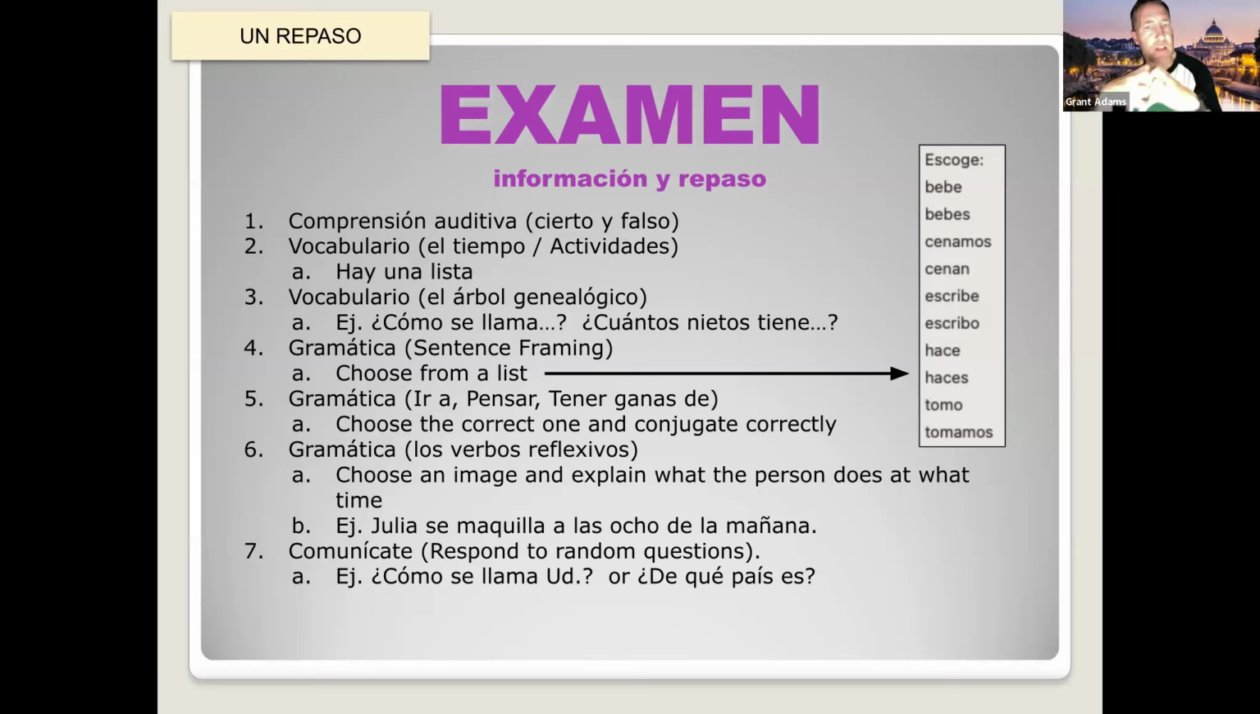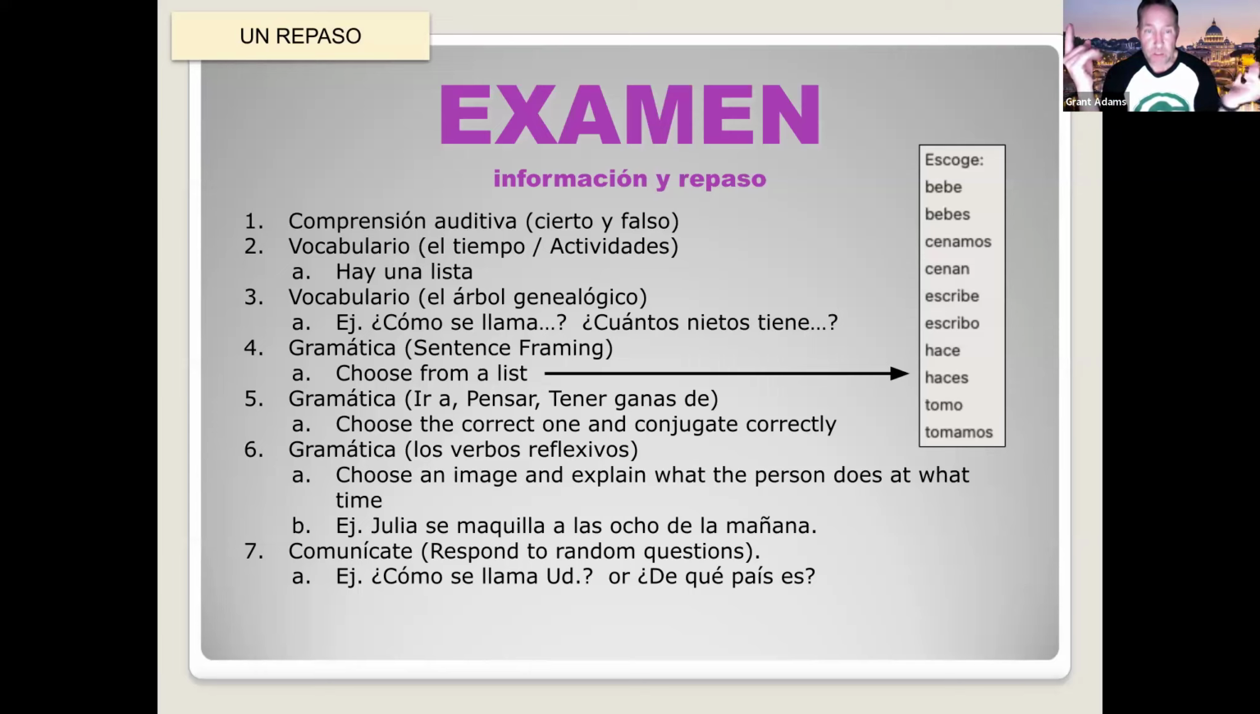Then you have some grammar, which is sentence framing, meaning you're going to have to fill in a blank with the appropriate verb. On this one, you don't have to conjugate it. You just have to select the right one. And I have the verbs right here. These are the exact verbs that will appear on the test. I'm giving you the list. Beautiful, right? Bebe, bebes. Cenamos, cenan. Escribe, escribo. Hace, haces. Tomo, tomamos. The system, or me, wants to see if you can identify what pronoun goes with what verb conjugation, and if you know what the verbs mean, because you've got to pick the right one and the right conjugation.